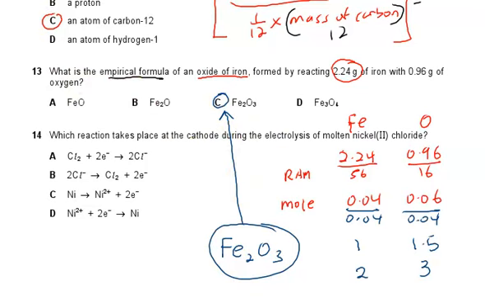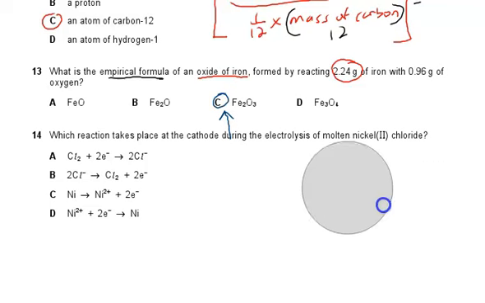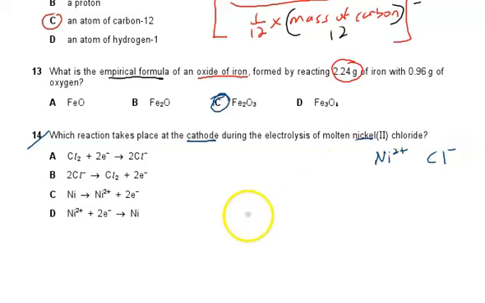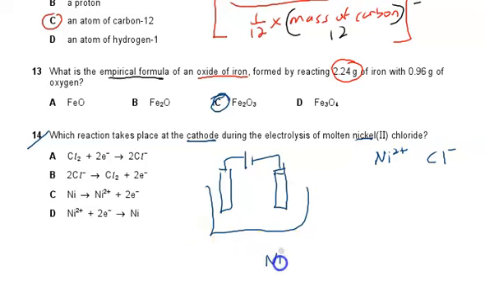But let me erase this part. Okay, so for number 14, which reaction takes place at cathode during electrolysis of molten nickel chloride? So we have two ions here, nickel 2 positive and chloride negative. So here will be the anode, here will be the cathode, positive negative. So we'll have nickel 2 positive and chlorine. So let me just do both.